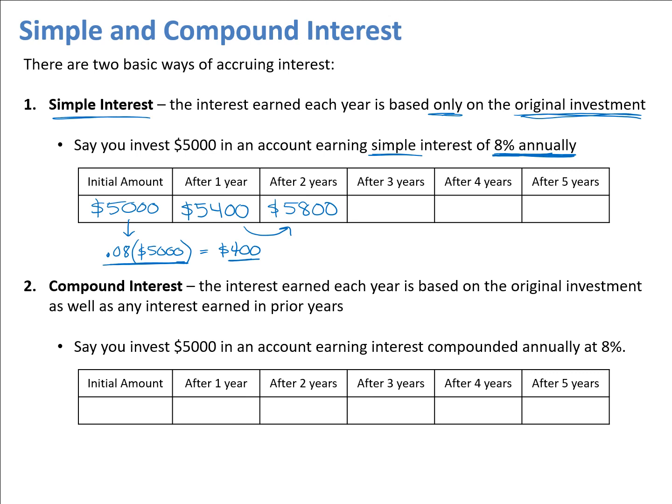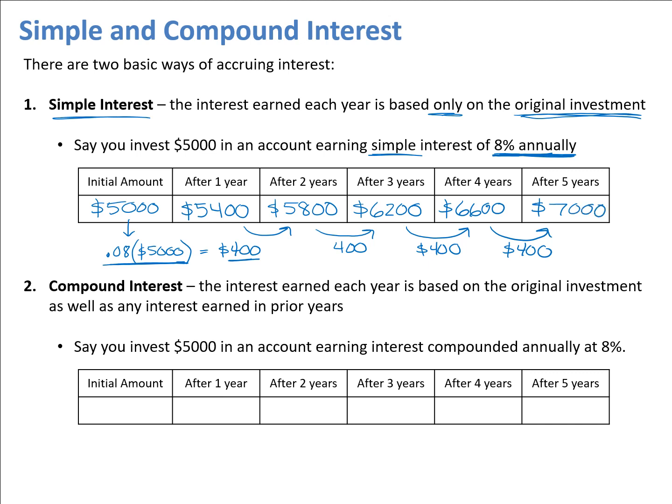And then after the next year, after year 3, we would again earn another $400. So now we'll have $6,200 in our account. And then once again, a year goes by, we earn another $400. So we will have $6,600 in our account. And again, another year passes, we earn another $400. So at the end of 5 years, we'll have $7,000 exactly.